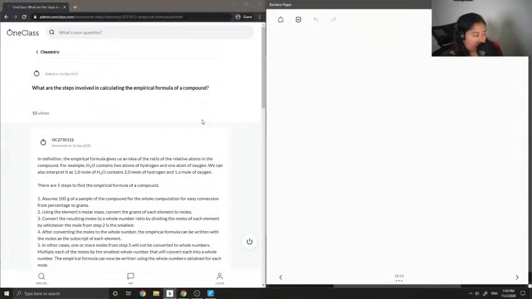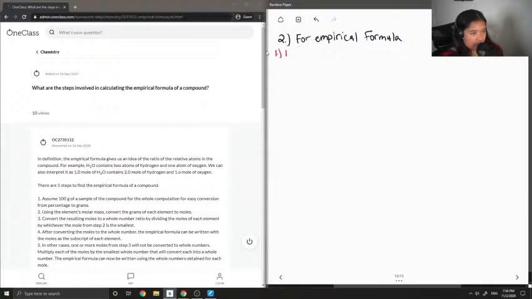Okay, so let's do question number 2. What are the steps involved in calculating the empirical formula of a compound? I'm going to do a sample example of how you would calculate an empirical formula, and I'll also talk about the different steps. So I'll write down the steps first.